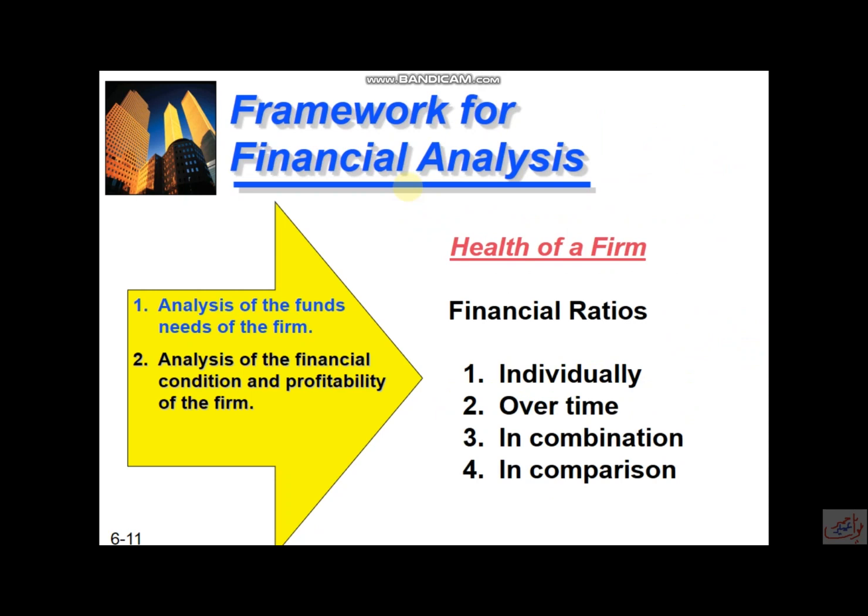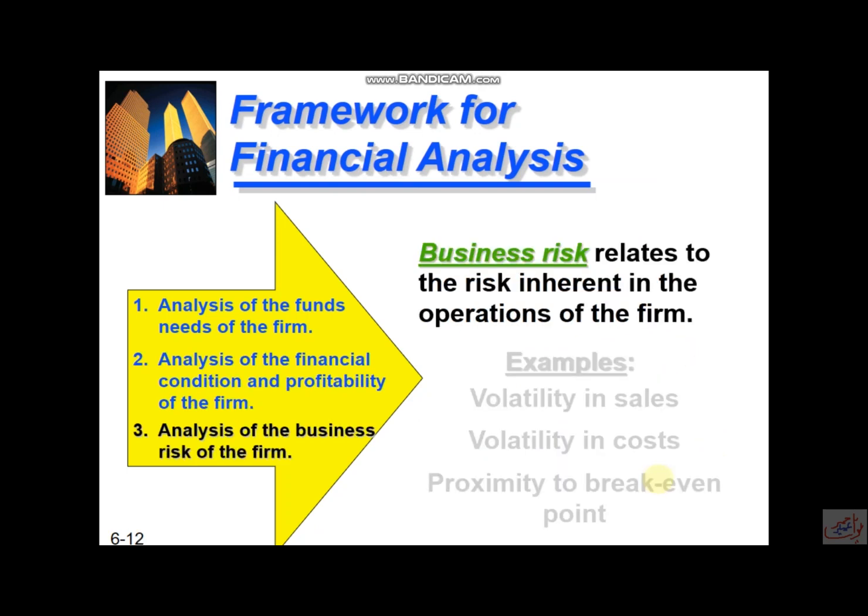And the second one is analysis of financial condition and profitability of the firm. It's the health of a firm, assessed with the help of financial ratios, individually over time, in combination, and in comparison. Okay, so we will perform financial ratios in all these contexts.